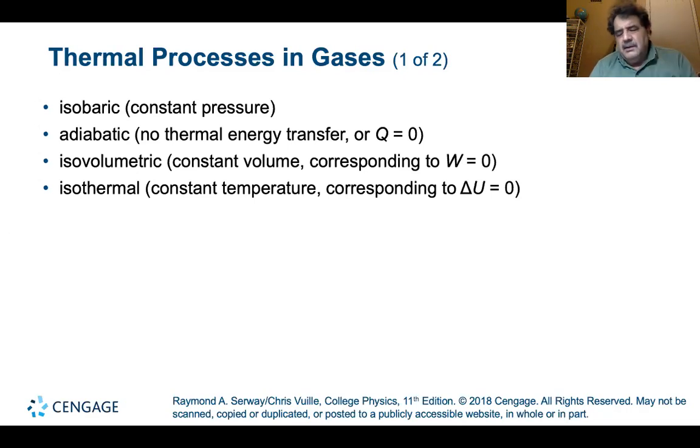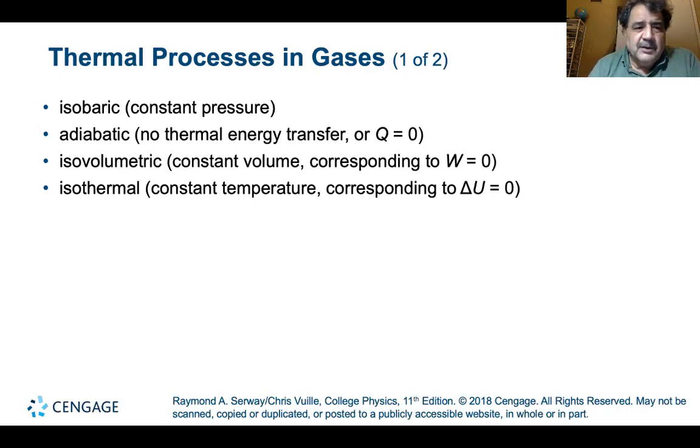Isobaric, think of barometric pressure. Isobaric means at a constant pressure. Adiabatic means that no thermal energy transfer, or that is Q equals 0. So in the delta U equals Q plus work, the change in energy strictly comes from work.